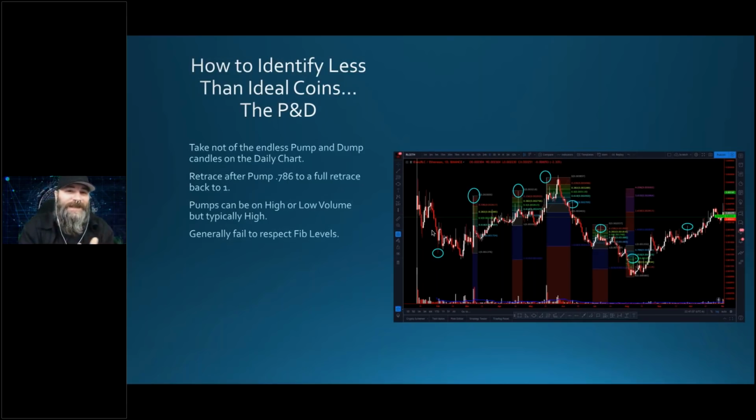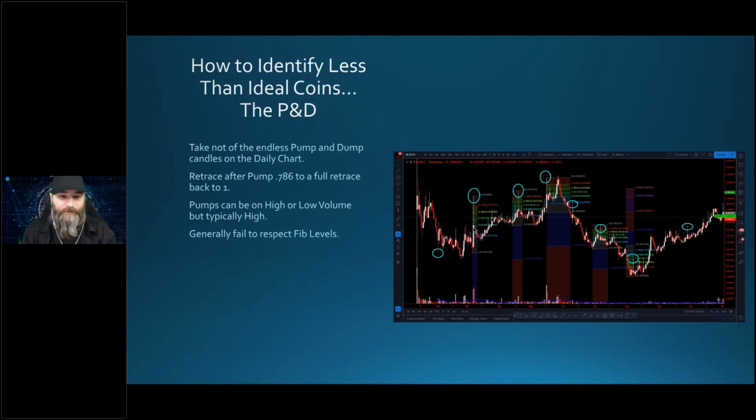How to identify less than ideal coins or the pump and dump. I wanted to throw this in here as well because going through the module, you are going to see situations where you get a 100% spike and you're currently trying to catch what is only at a 25% retrace.